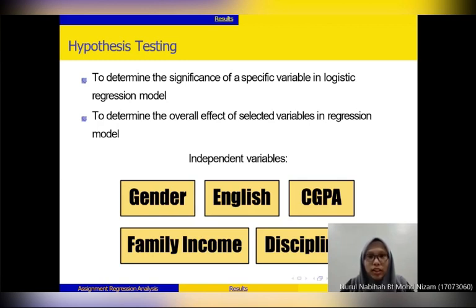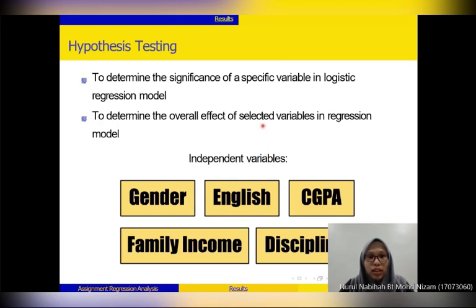In the logistic regression model, hypothesis testing is used to determine the significance of a specific variable and also to determine the overall effect of selected variables. We can do this by testing the coefficient associated with the variables using hypothesis testing. And here, the Wald test is used. In our example, we have 5 independent variables, which are gender, English, CGPA, family income, and also discipline.